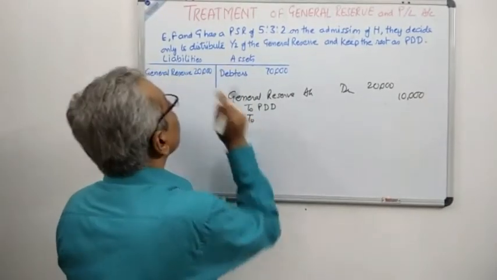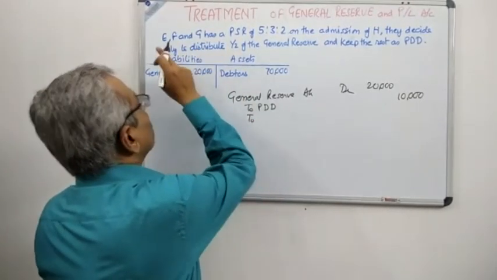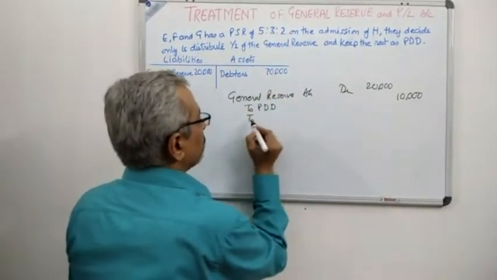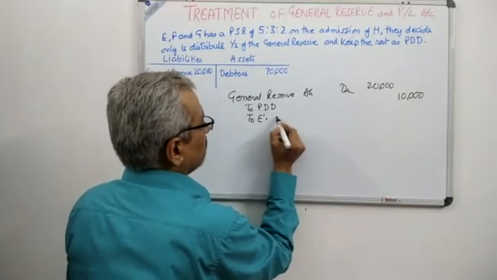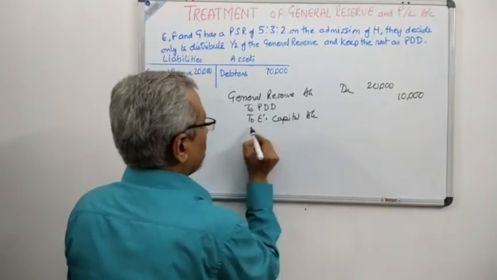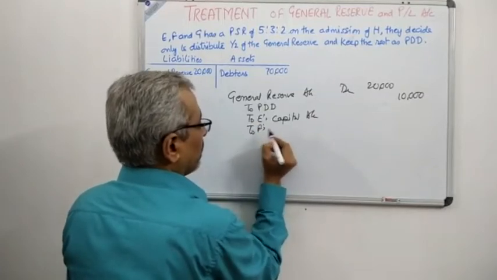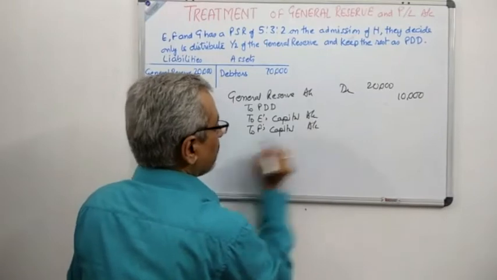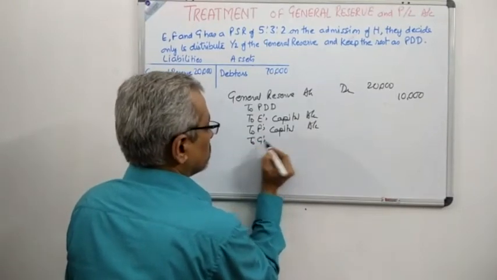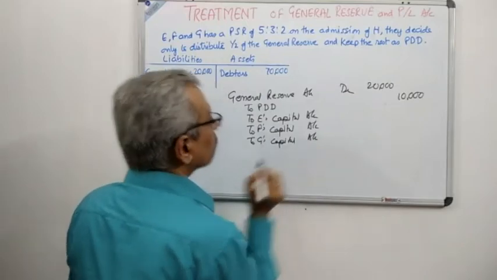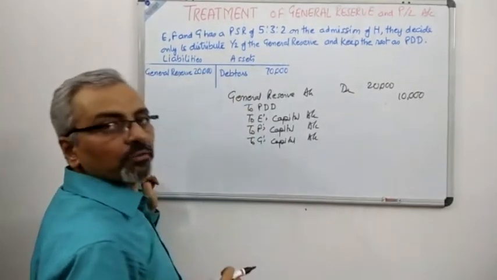And what are the names of the partners? E, F and G. And what is the PSR? 5:3:2. So to E's capital account, to F's capital account, and the last one to G's capital account. So 10,000 will be distributed in the ratio of 5:3:2.